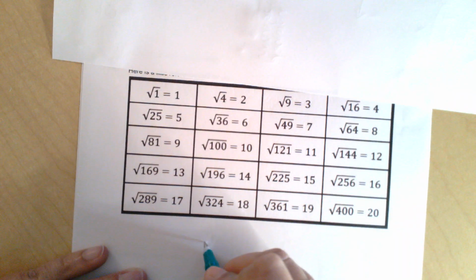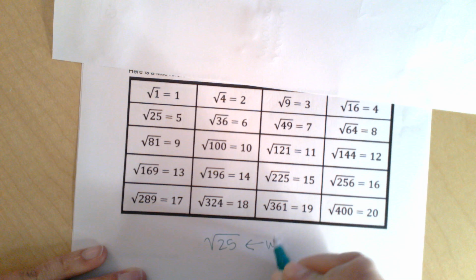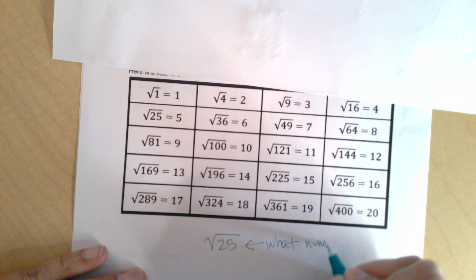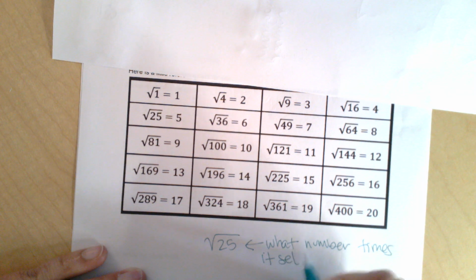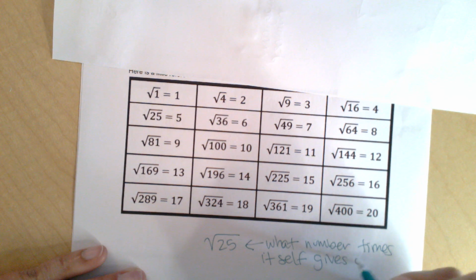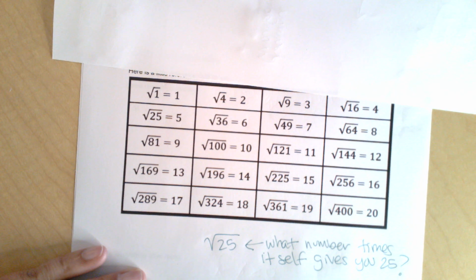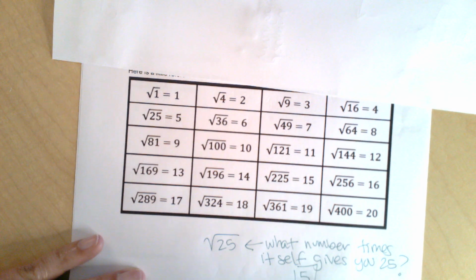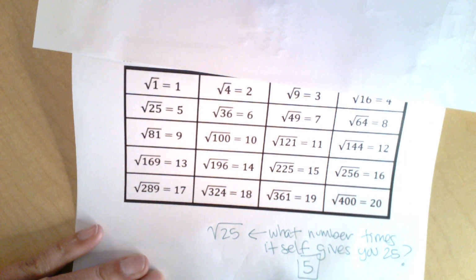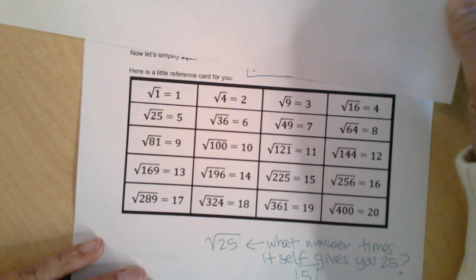Because what a square root symbol means, let's say for 25: what number times itself gives you 25? That's what this symbol means. And we're going to say, oh, 5 times 5 gives you 25. So the number that gives you 25 when you multiply it by itself is 5. You don't see 20 here because it's not a perfect square.